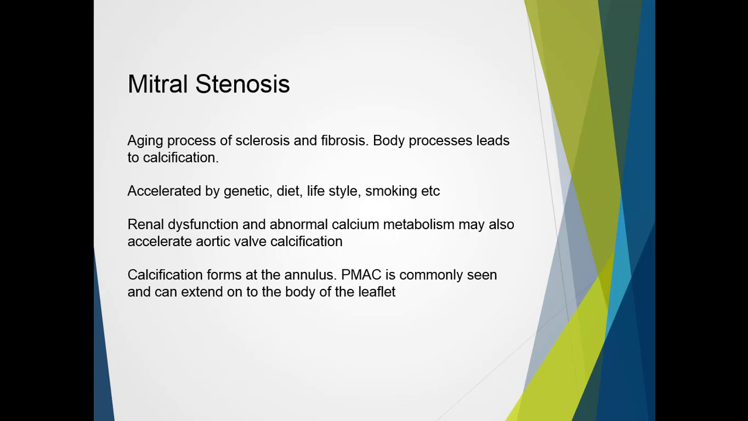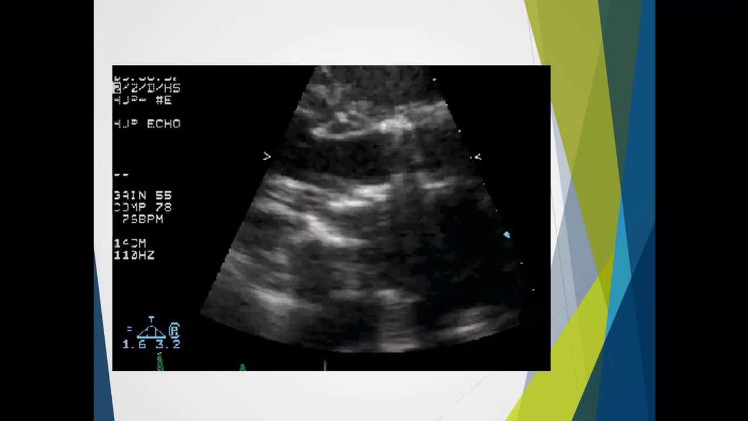Significant posterior mitral annulus calcification, or PMAC, is commonly seen without consequence to the valve itself. But annular calcification can be so pronounced that it moves on to the body of the leaflets and then starts to restrict their motion. And we can see that with this particular valve here.